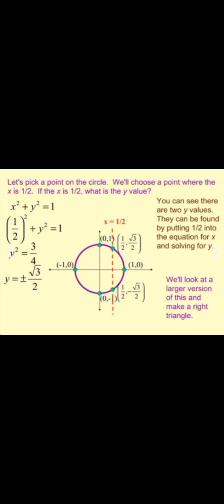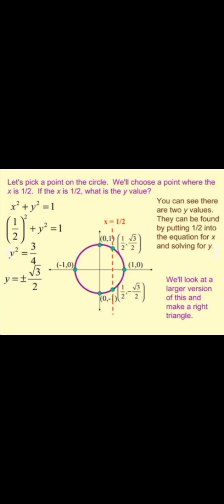We'll choose a point where the x is 1/2. If x is 1/2, what is the y value? You can see there are two y values. They can be found by putting 1/2 into the equation for x and solving for y. We look at the larger version of this and make a right triangle. So we have here x is equal to 1/2, in quadrant 1 and in quadrant 4.